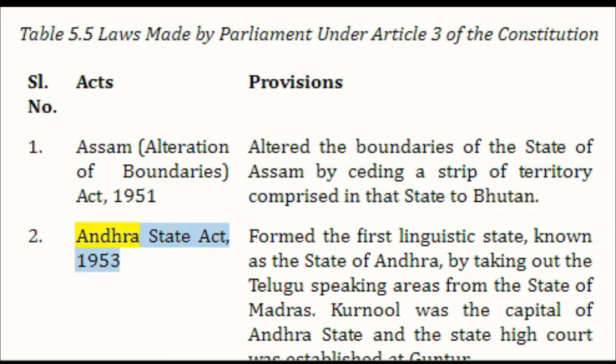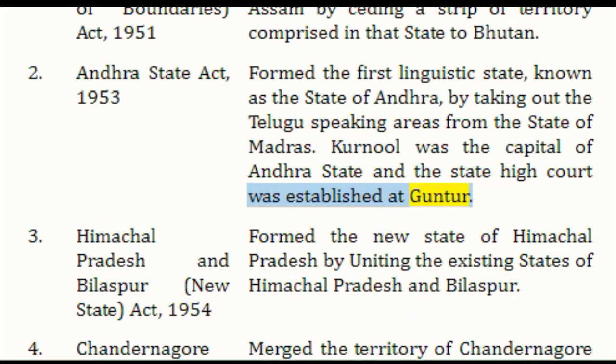2. Andhra State Act, 1953. Formed the first linguistic state, known as the state of Andhra, by taking out the Telugu-speaking areas from the state of Madras. Kurnool was the capital of Andhra state, and the state high court was established at Guntur. 3. Himachal Pradesh and Bilaspur, New State, Act, 1954. Formed the new state of Himachal Pradesh by uniting the existing states of Himachal Pradesh and Bilaspur.